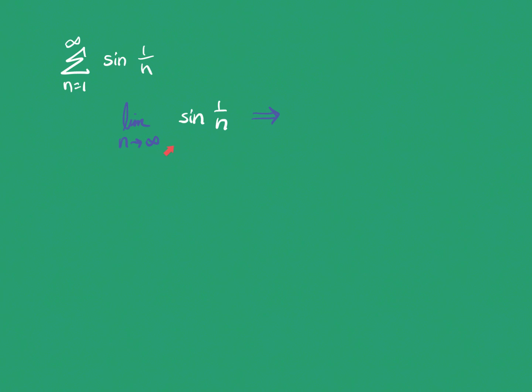We can see readily that as n approaches infinity, this is approaching sine of 0, which is approaching 0. So this doesn't tell us anything. If the result was that it wasn't 0, then we could have deduced that this diverges. But since it's 0, we don't know.